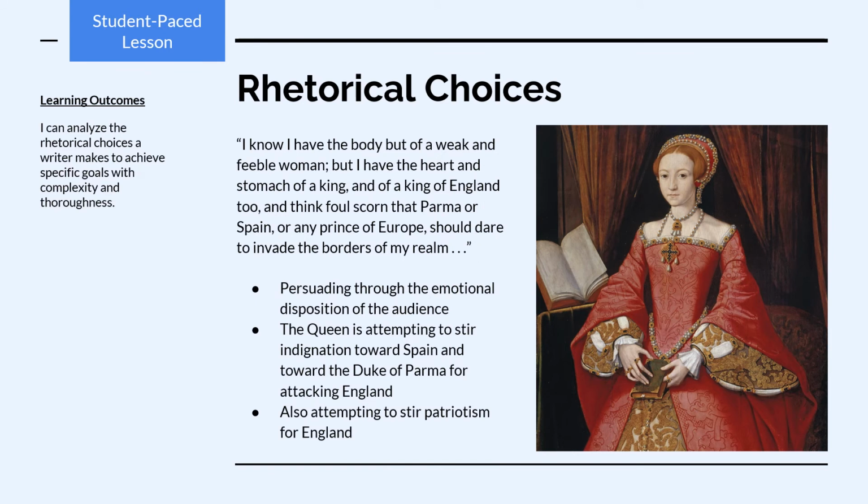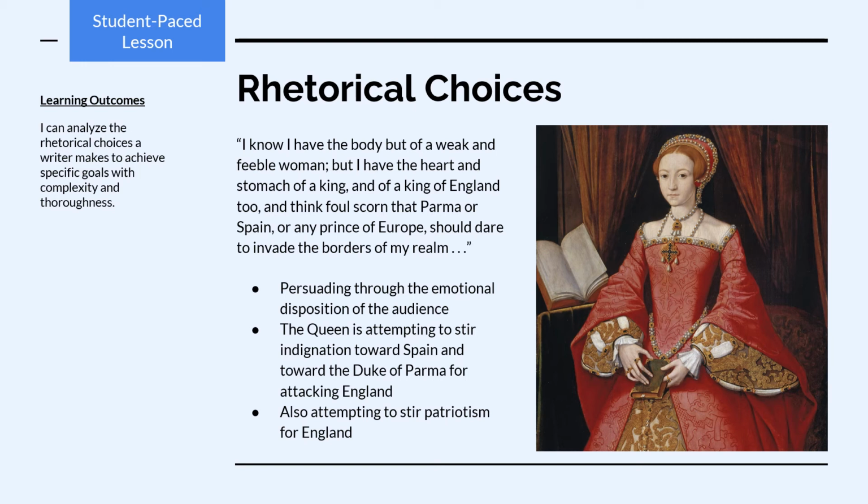Another example comes from the middle of the speech, when she says, "I know I have the body of but a weak and feeble woman, but I have the heart and stomach of a king, and of a king of England too. And think foul scorn that Parma or Spain or any prince of Europe should dare to invade the borders of my realm." Here we have an example of persuading through the emotional disposition of the audience.